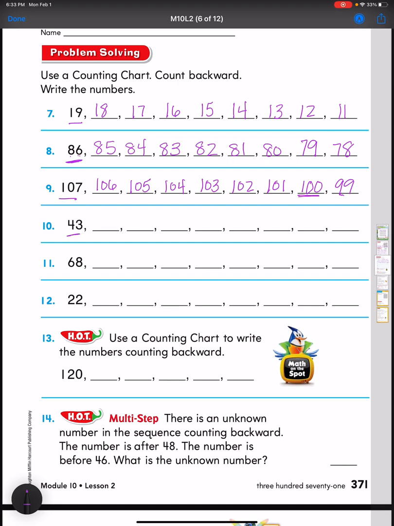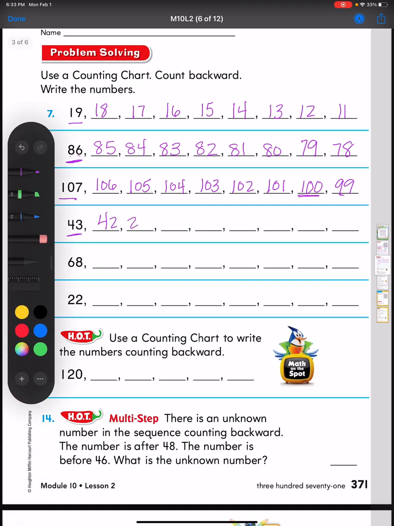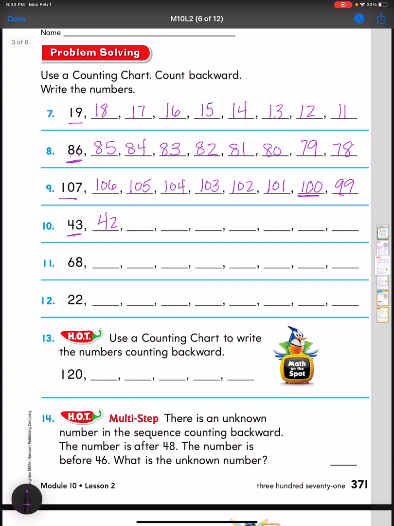All right, number 10. Let's count backwards from 43. 42, 40. Whoops. Let me erase. I said 43, 42, 41, 40. I got to 40. Remember, I'm going backwards. So now I'm going to go down to my 30s. 39, 38, 37, 36, 35.